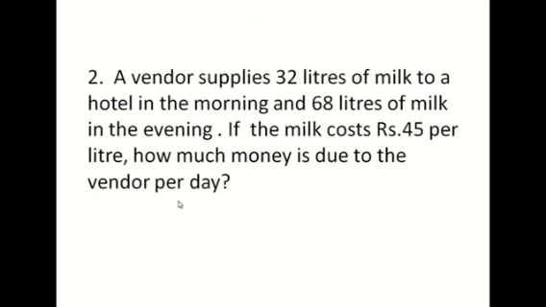Okay. So what we have to do? Morning the vendor is supplying 32 liters, at evening the vendor is supplying 68 liters. So total quantity of milk is supplied in a day is 32 plus 68. Yes. You know the cost of 1 liter of milk is 45. So what will be the cost of total milk? If you multiply that quantity with this per liter price, we will get the total amount. Okay. So let's start working out.